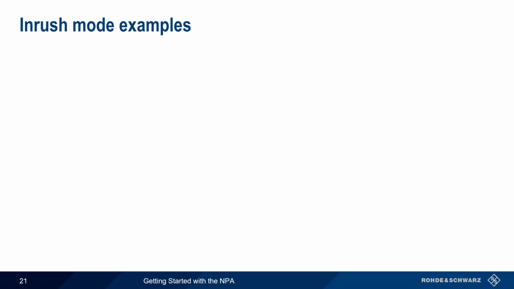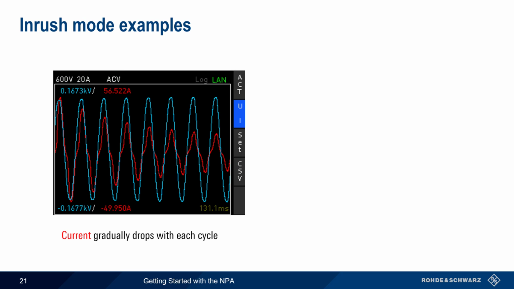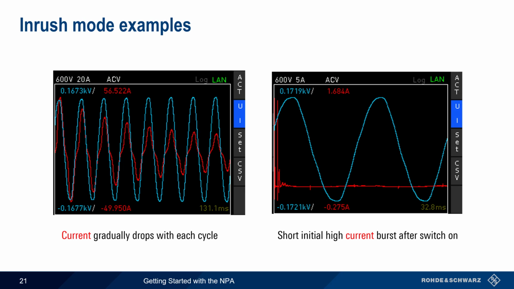Here are a couple of examples of Inrush mode. In the first example, we see that the current, the red trace, gradually stabilizes after an initial peak, whereas in the second example, there's a short high initial current burst, with current being relatively low and stable thereafter.